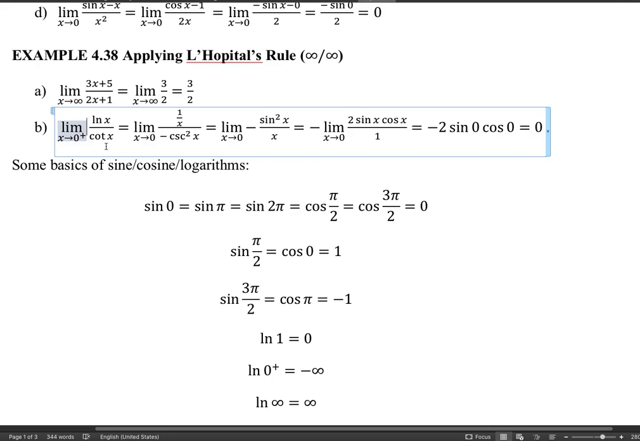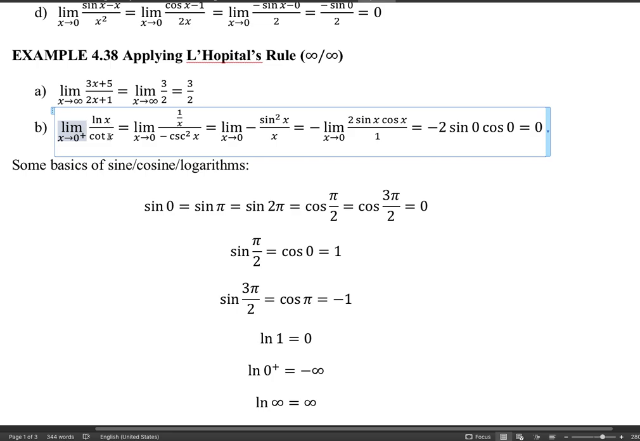And the cotangent x, I don't want to give a lot of explanation. I still want you to know that as x approaches 0, cotangent x approaches infinity. So really, I'm saying make sure you know this quotient is in the indeterminate form.